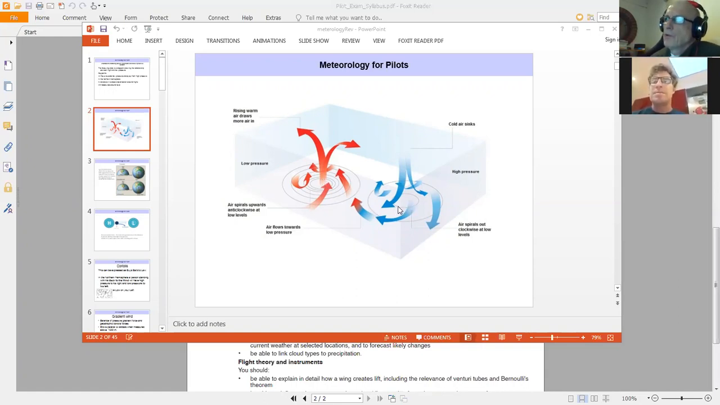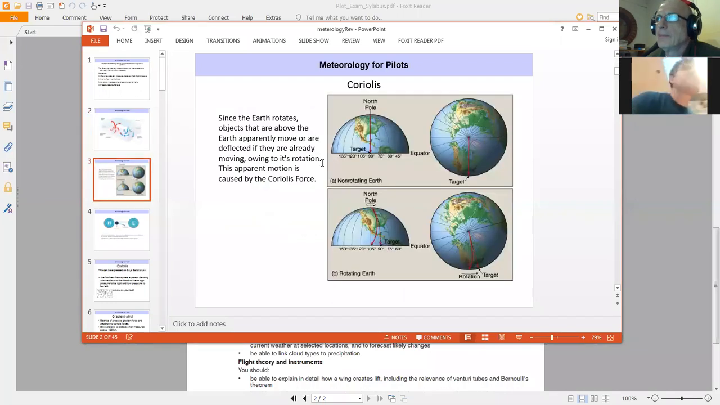So air will go from high pressure to low pressure, and because of the Coriolis force, it will turn as it goes. So around high pressure you get clockwise direction winds, and around low pressure you get anti-clockwise. That's just your basic principle. I've thrown this diagram in, but you don't need to know this for the exam. I've just put it in.